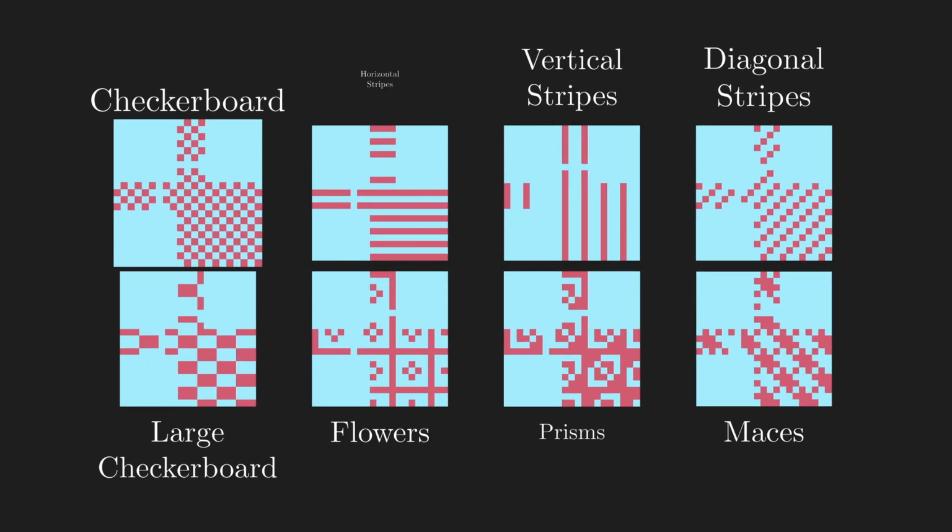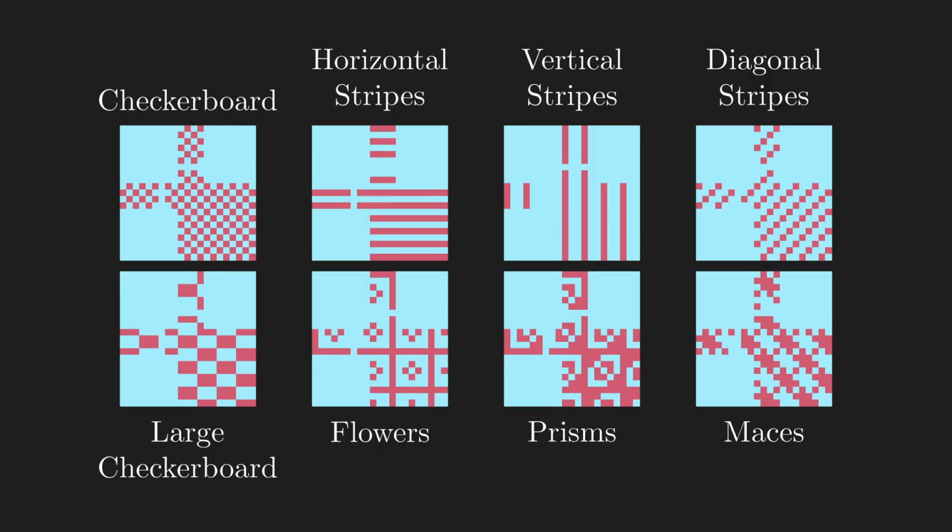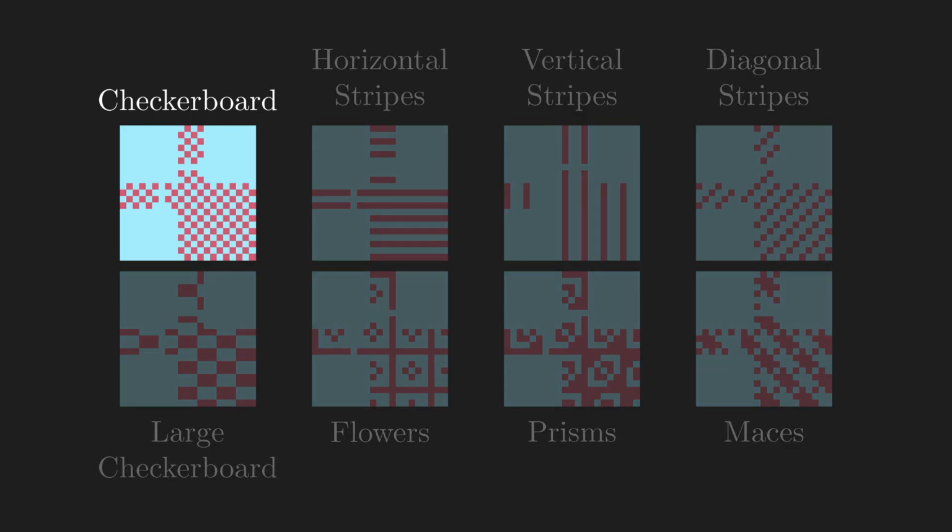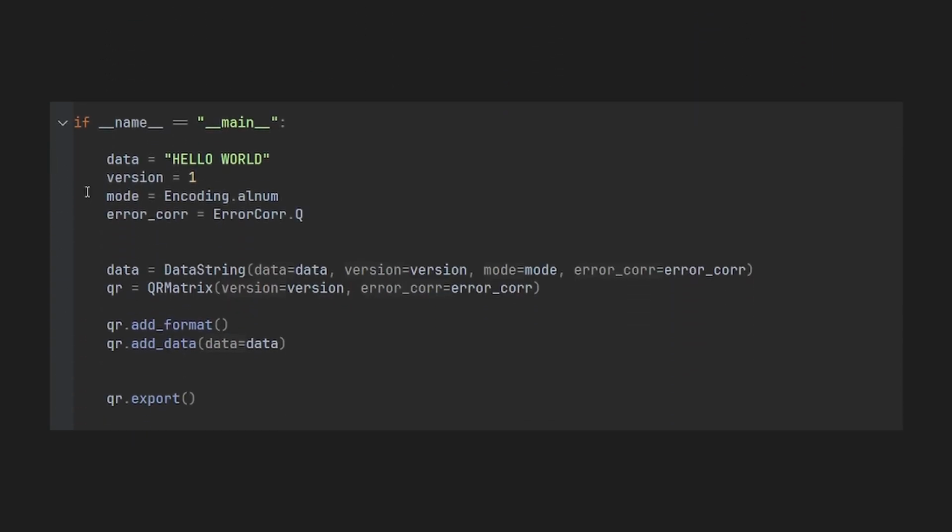Since we have a total of 8 masks, we also need to think about which one to apply. Theoretically, all masks are valid and would lead to a readable QR code. For this reason, we'll just stick to this checkerboard pattern for now, since I feel that it's the easiest to wrap your head around. So I'll just hardcode the 0 for now.